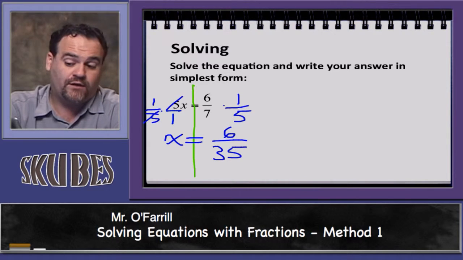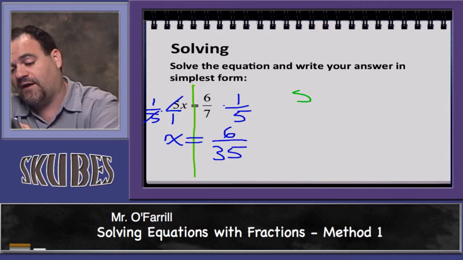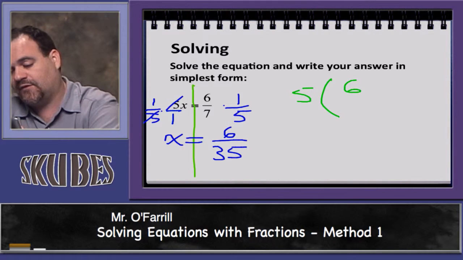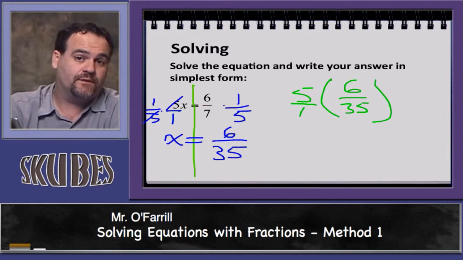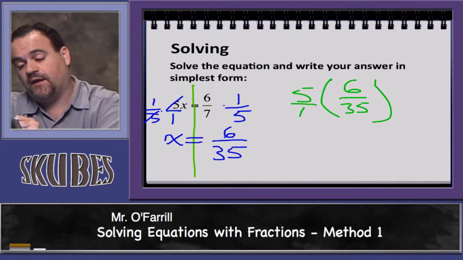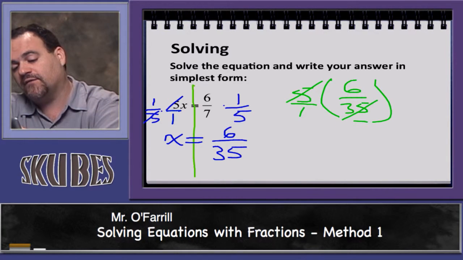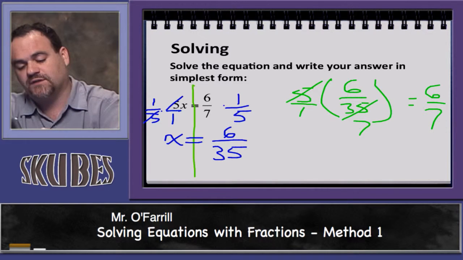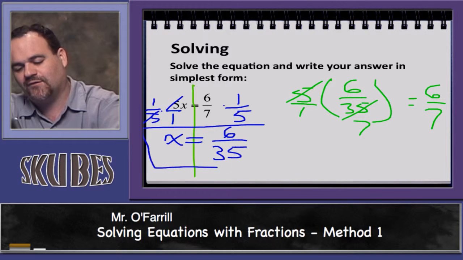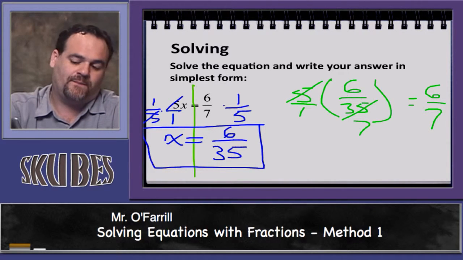Only way to know for sure is to check it. 5 times 6/35. Remember, this 5 is really a 5/1, so the 5 is in the numerator, and 5 goes into 35 7 times, giving us 6/7. That's exactly what we wanted to have, so this is the correct answer.